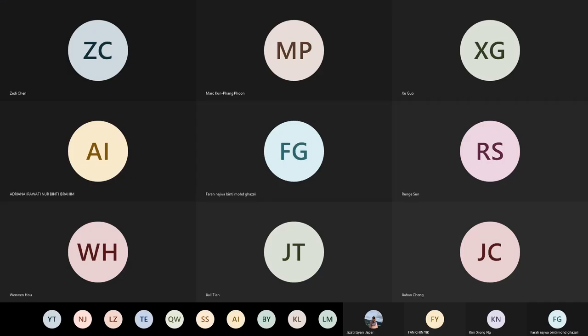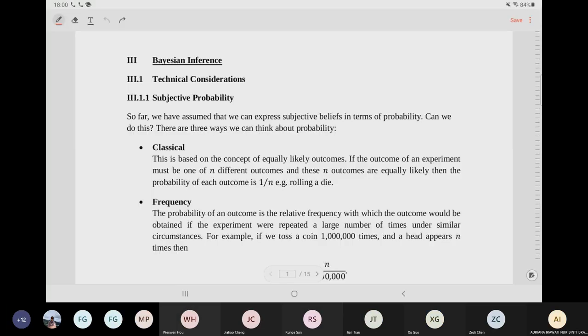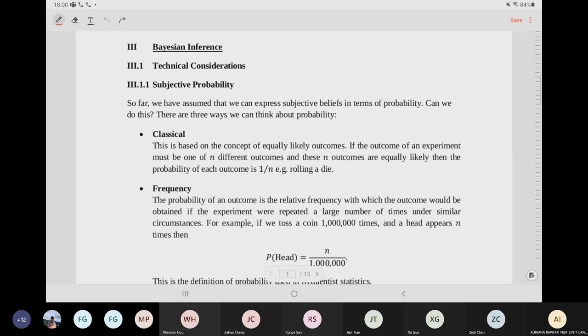Okay, so today we're going to look at how we're going to use Bayesian inference, right? And one thing about Bayesian is, of course, the subjective probability. How can we express our subjective belief in terms of probability, right? So if you look at probability, there are actually different ways that we can think about probability.